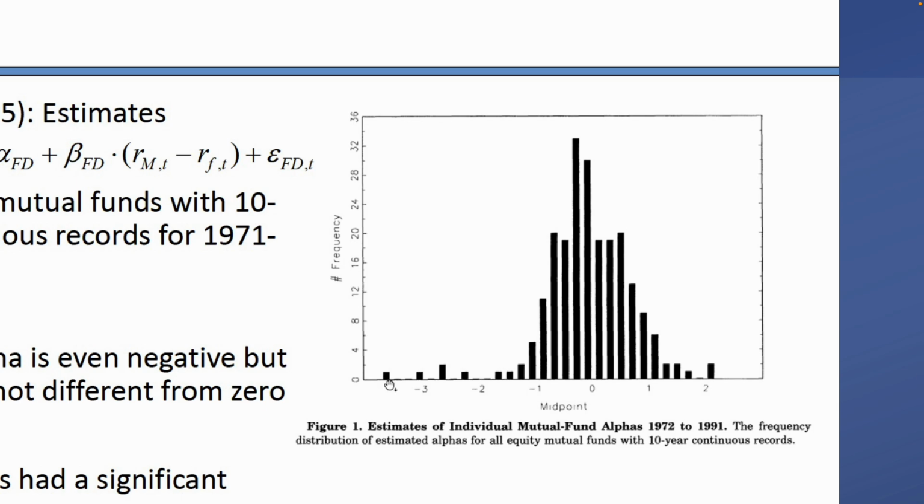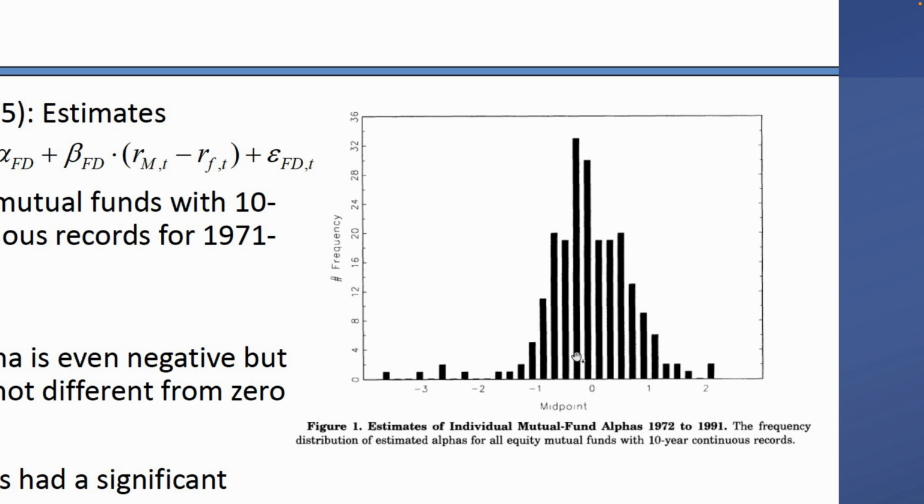So there was one fund with a minus 4% alpha. There was one fund, these are 2. There are 2 funds with a plus 2% alpha. Right? You see most funds have an alpha around 0.